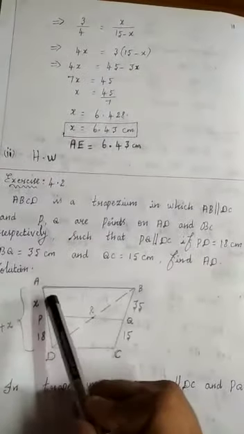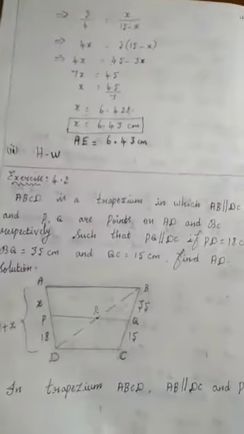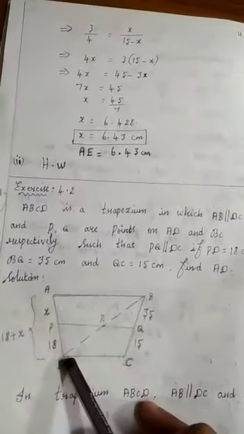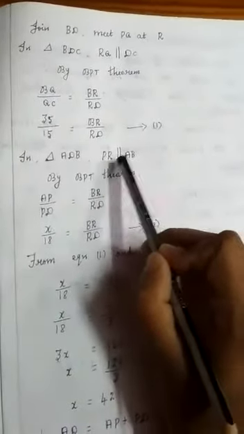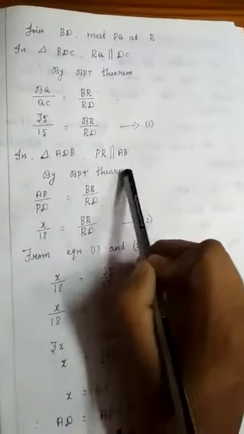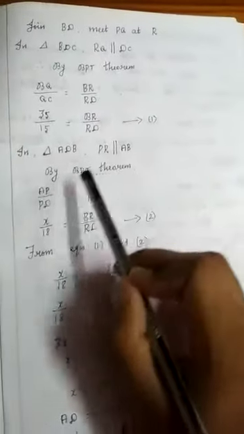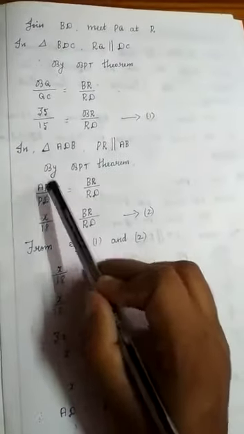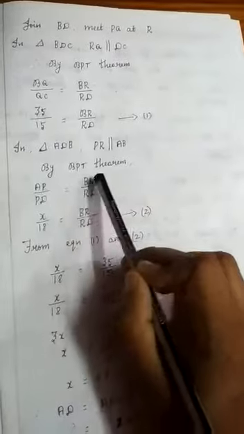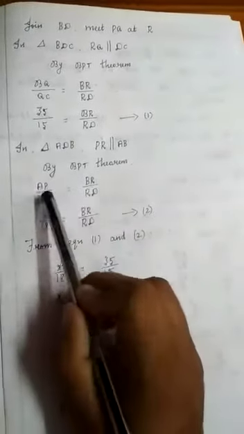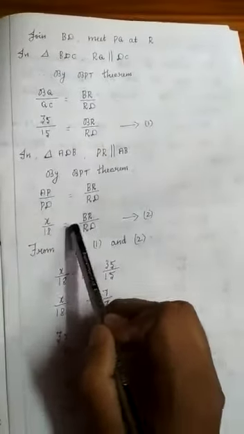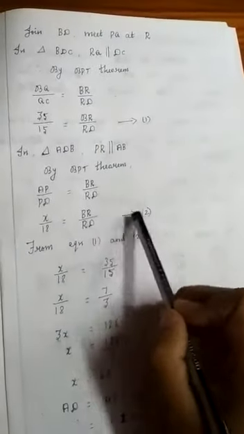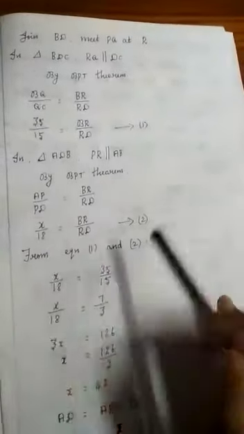Now see which sides' ratios are equal: AP divided by PD is equal to PR divided by RD, by using the BPT theorem since PR is parallel to AB in triangle ADB. Now the value of AP is x, and PD is 18. The RD ratio value we don't know, just keep it. Consider that second one as equation 2.